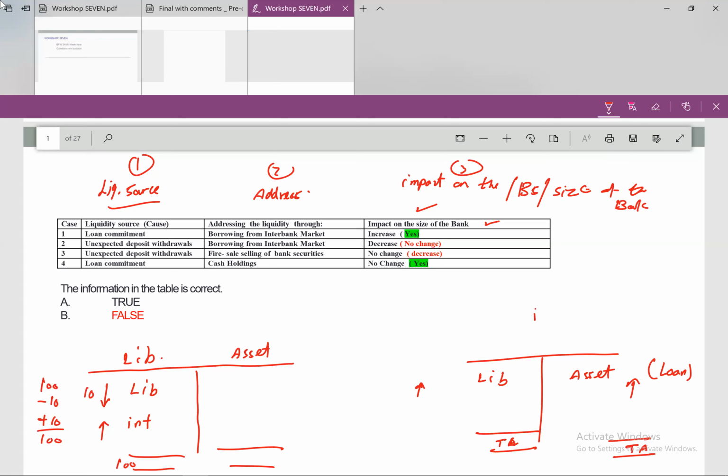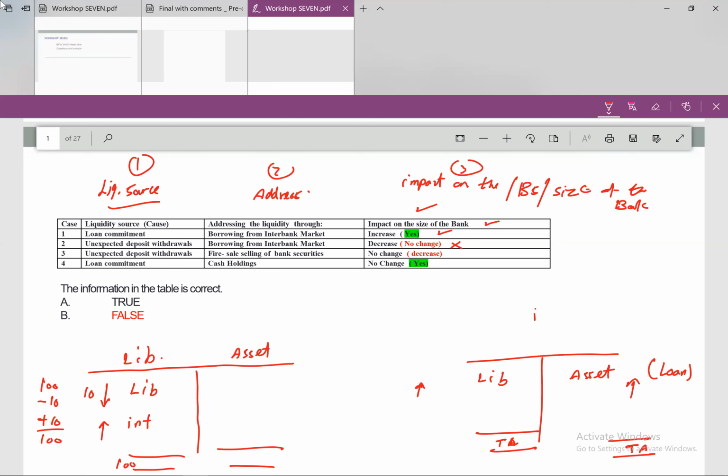I said increase, so it's wrong. Here, this is wrong. Number 3, we have unexpected withdrawal, same thing, but we address it from a fire sale.